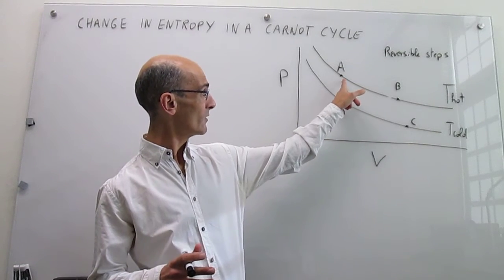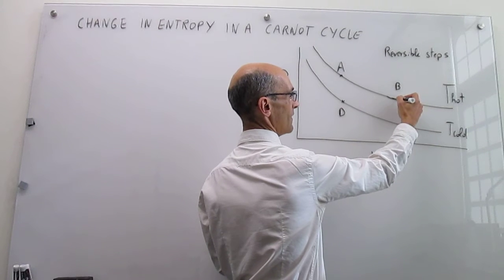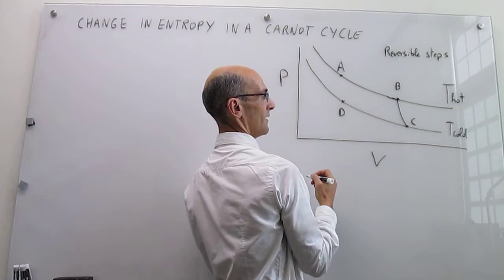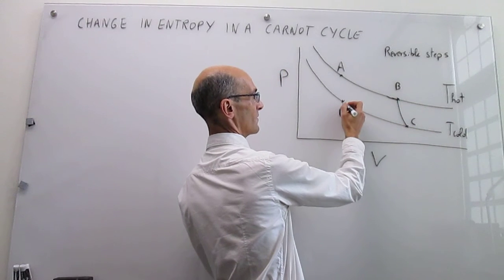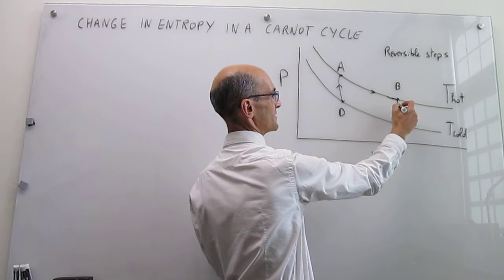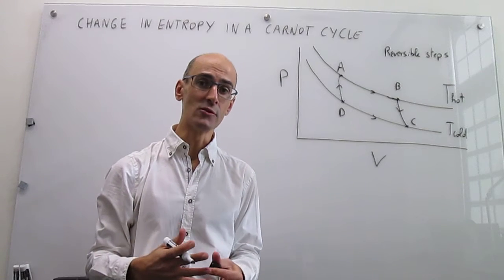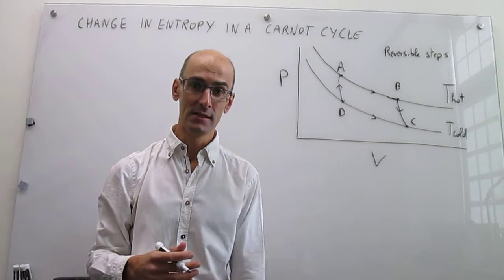Okay, so here we go again, four steps. The first one is a reversible isothermal expansion, then adiabatic expansion, then reversible isothermal compression, and then adiabatic compression. Those are our four steps that complete the cycle. And the point of all this is to try to calculate the change in entropy in that cycle.